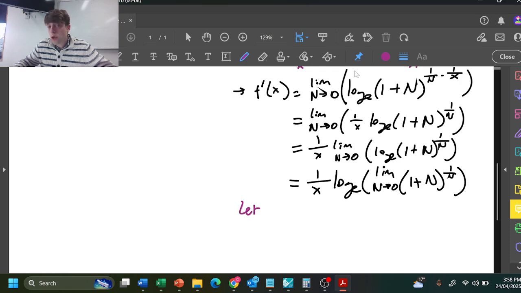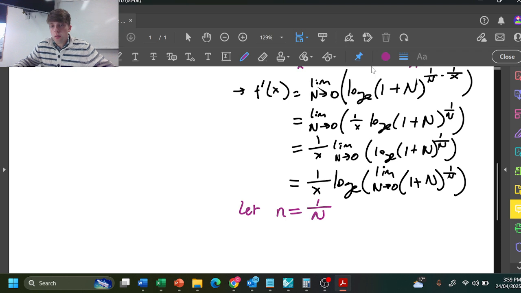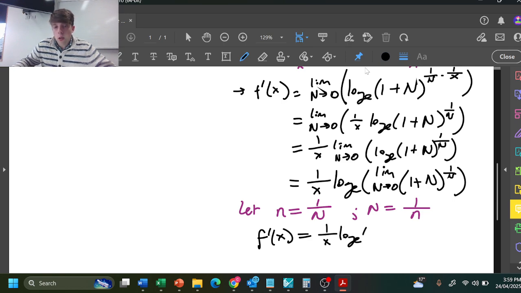I'm going to, again, introduce a change of base. This time I'm going to use lowercase n. I'm going to say let lowercase n be equal to 1 over capital N. And what you're going to notice here is that if we introduce this, this 1 over n here is going to become lowercase n, and you can see that capital N is going to be 1 over lowercase n. So this derivative function, we're pretty close to the end here, this derivative f dash x is going to be equal to 1 over x times log e.